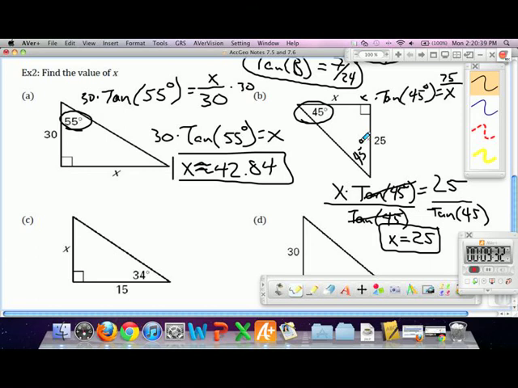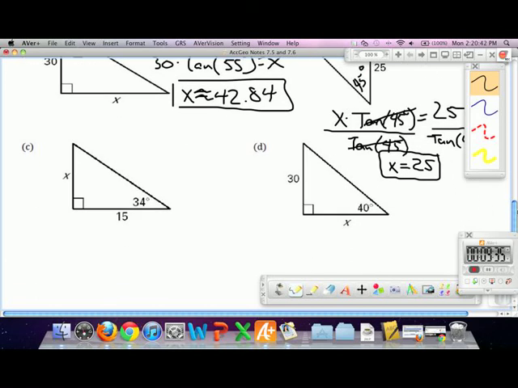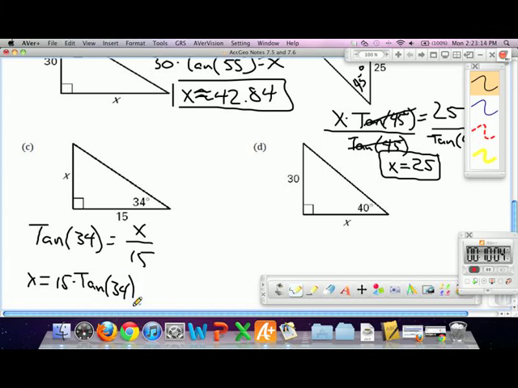How about C? I think you could try C and D on your own. Let's try C and D on our own. Hopefully you set up tangent of 34 is equal to x over 15. Multiply both sides by 15, you get x is 15 times the tangent of 34. And in degree mode, what is this approximately? You were typing this. So we should get x is approximately 10.11.